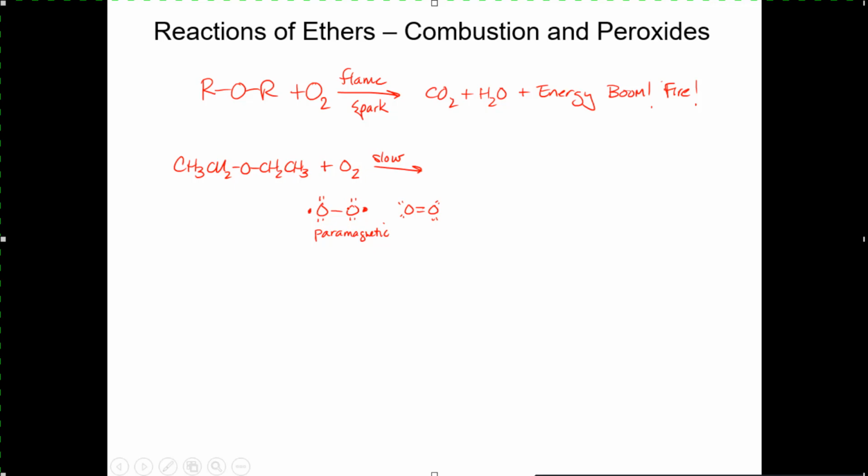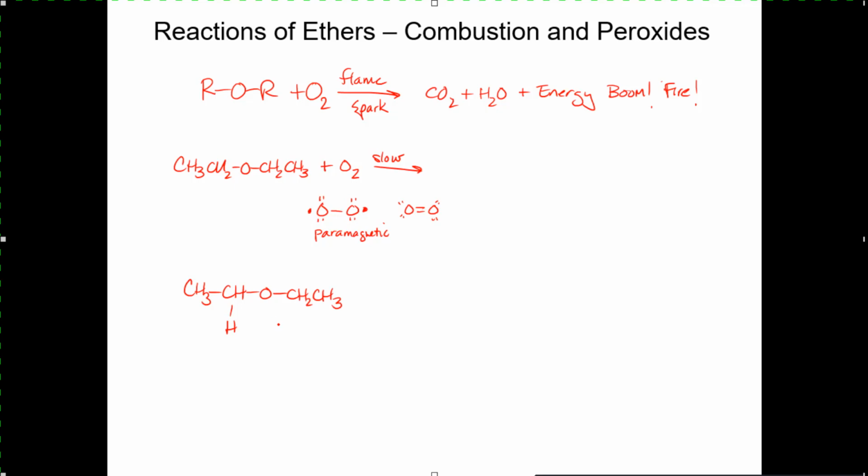And as we saw when we did free radical halogenation last semester, and then the anti-Markovnikov addition of HBr with peroxides, those were both free radical reactions, so this is going to be our first free radical reaction of this semester. And here's what happens. The carbon attached to the oxygen has a hydrogen on it.